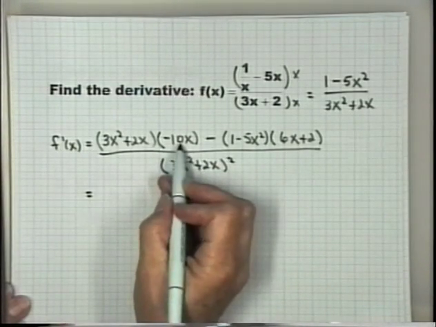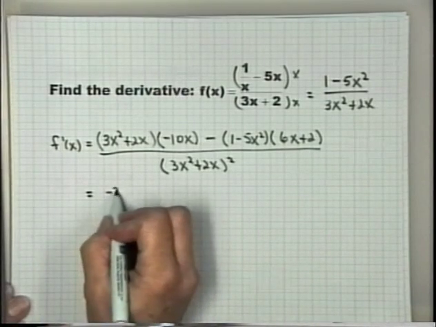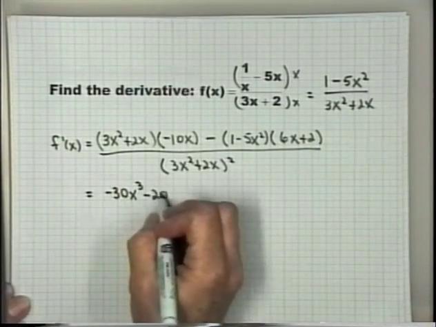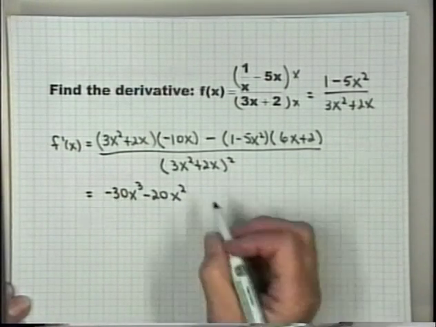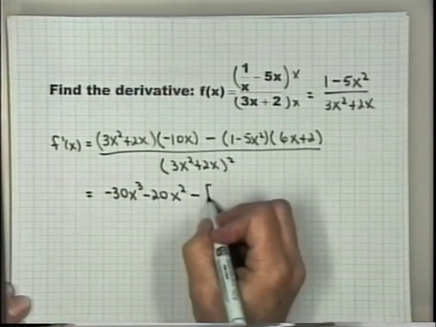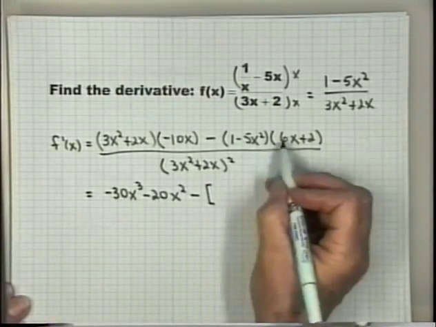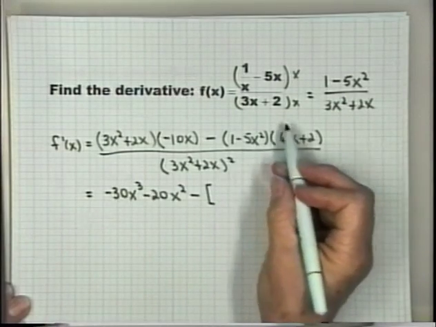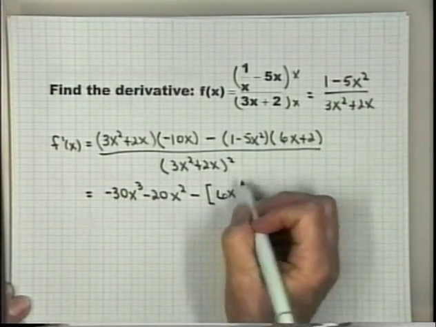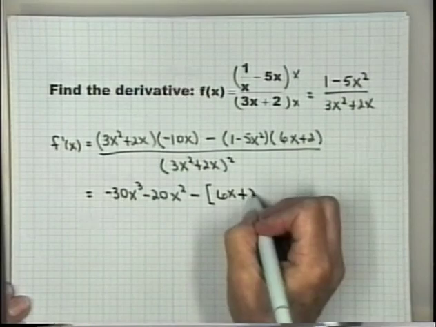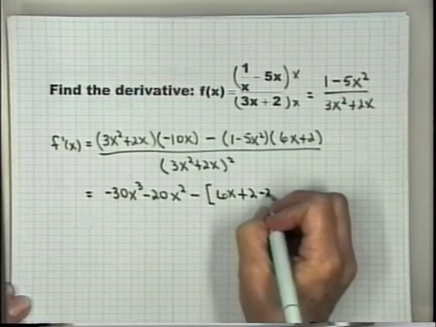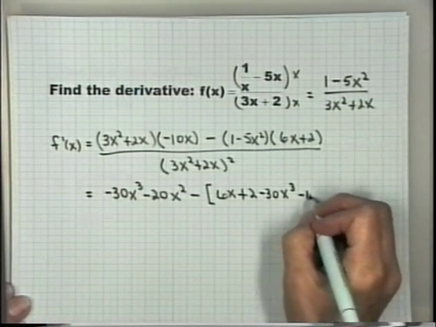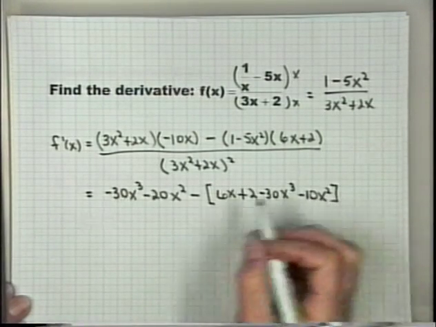Okay, let's simplify. We'll distribute our negative 10x. So we have negative 30x cubed minus 20x squared. Now I'm going to caution you here, let's be really careful. I've got this minus sign, and these are binomials, so let's bring our minus down and let's use a bracket here. We have a 6x. The outside product is a plus 2. Inside we have a minus 30x cubed, and the last 2 gives us a minus 10x squared.